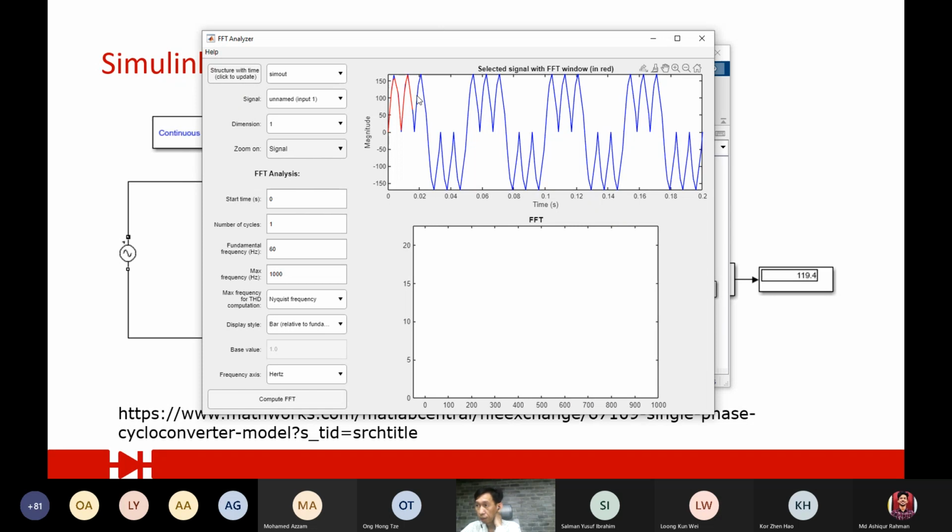Frequency. We need to see, this is only one cycle. I think we need to see more. How many cycles? It's 12 cycles. Let's see all the 12 cycles. Everything is nice, then we will look at.